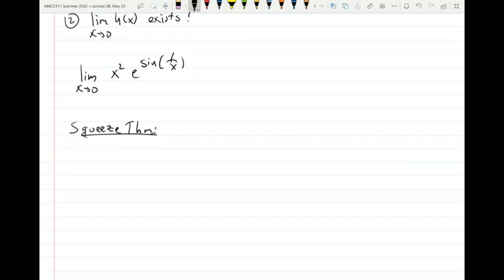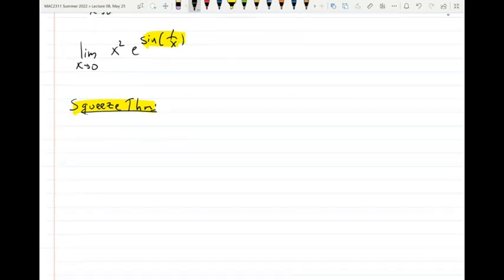So what you do is you run through all the techniques that you know. Try plugging in. Oh, doesn't work. What's happening? Can I do some type of simplification, factoring, or something like that? There's nothing to do here. Squeeze theorem. That's another choice, another tool that you have. And because I see the sine, this is a hint that I may want to use this. Let's see.